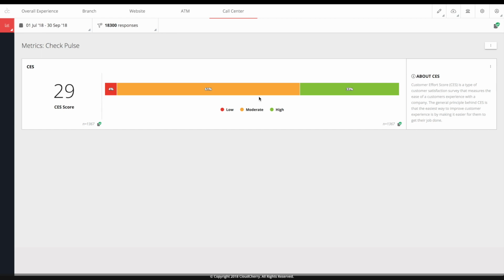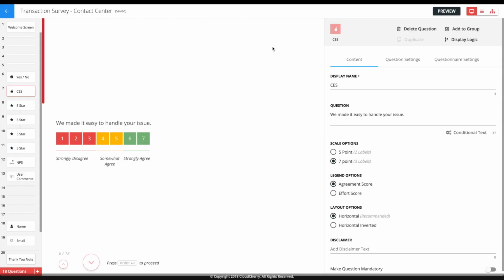Now, to understand the CES score, let's first take a quick look at the question that's usually asked to your customers. So here's a quick view of the question that gets presented to your customers. There are often two different ways that customer effort score is tracked, either asking it in agreement or asking it in terms of effort.